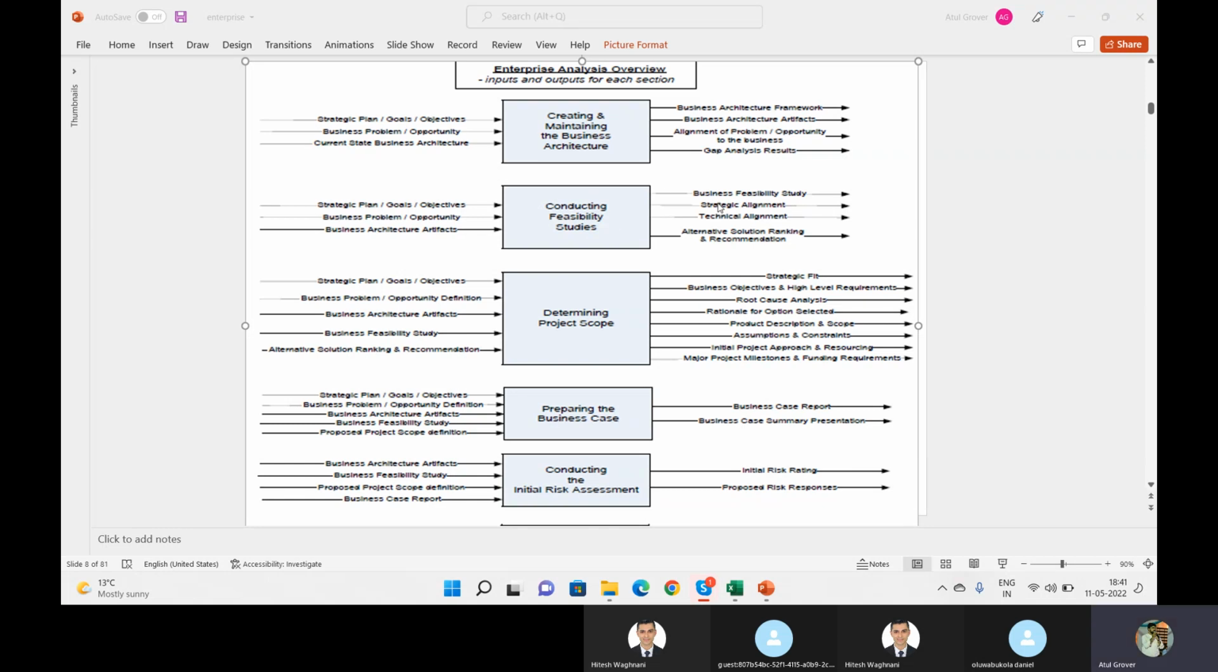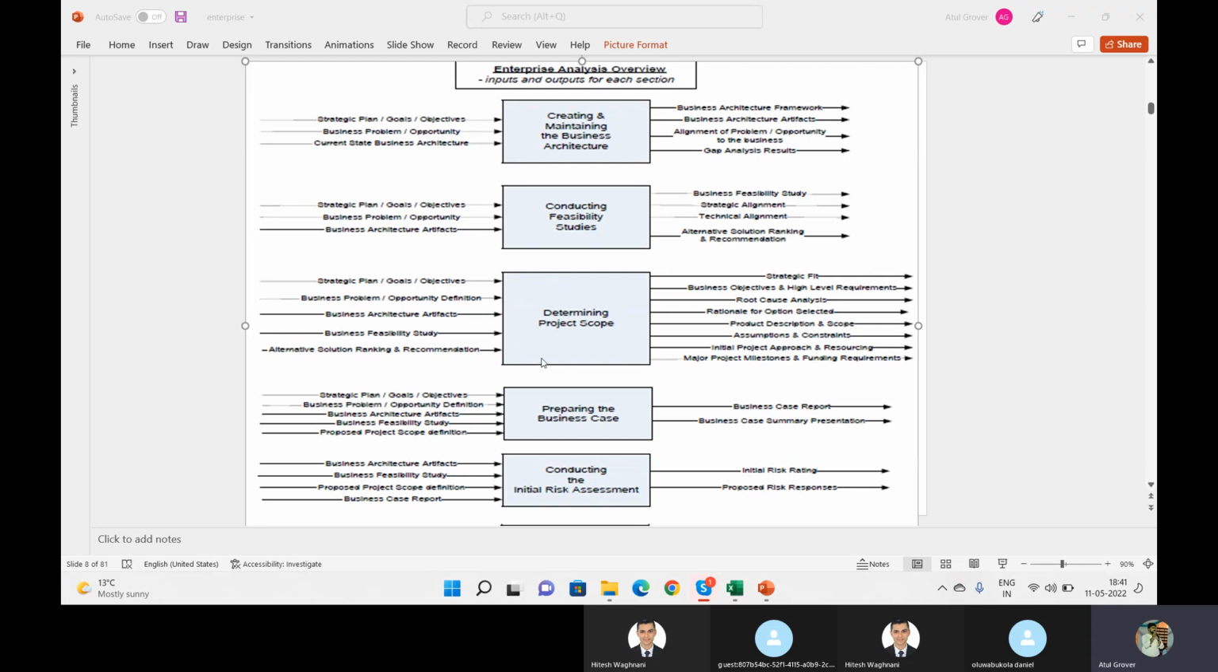And we see what outcome it gives. It gives the business feasibility study. It puts a strategic alignment, it puts a technical alignment, and it provides the alternative solution. Alternative solution is one of the things we come to here. Okay, let's not go by the X way, let's go by the Y way. We can achieve the outcome, but let's go by the Y way.